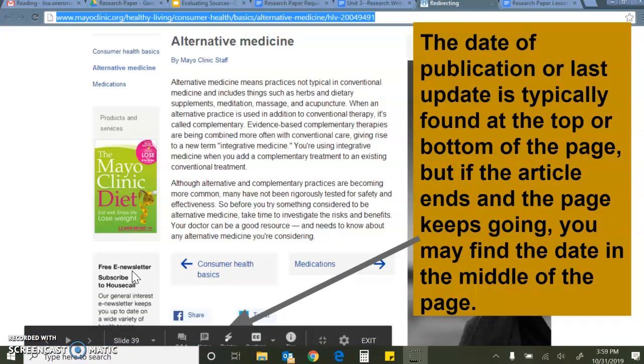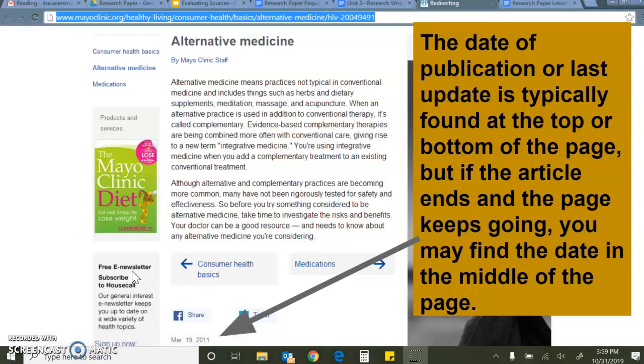So let's look at this example. So we have an article here about alternative medicine from the Mayo Clinic website, and the date of publication or the date of last update is typically found at the top of the page or the bottom of the page. But if the article ends and the page keeps going, you might find the date in the middle of the page as well. So you really have to look around for that date.